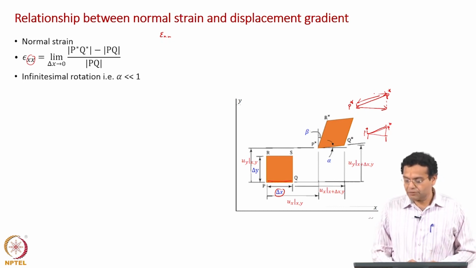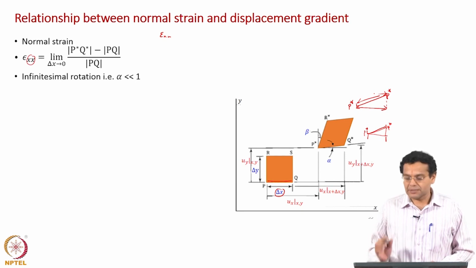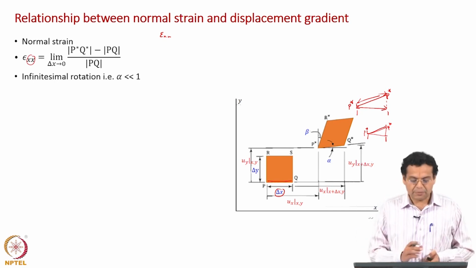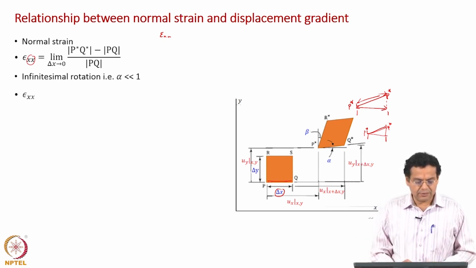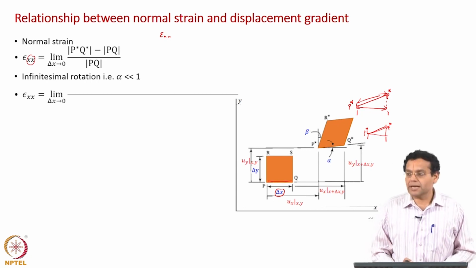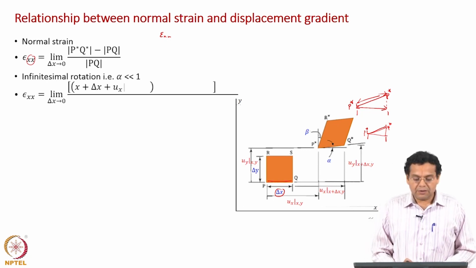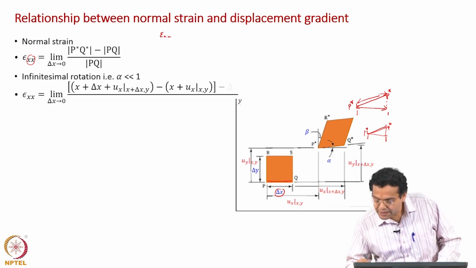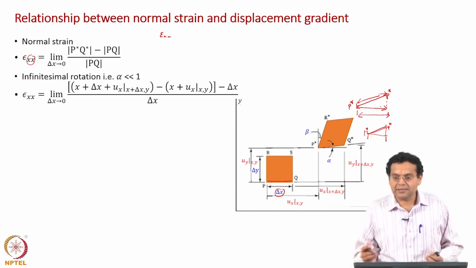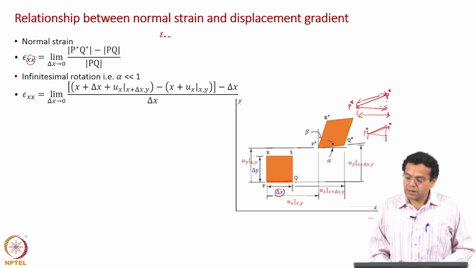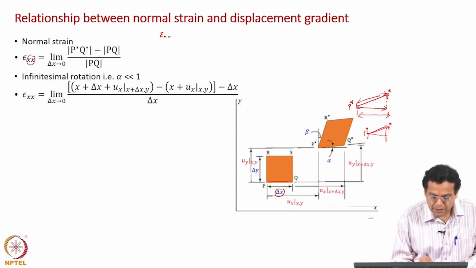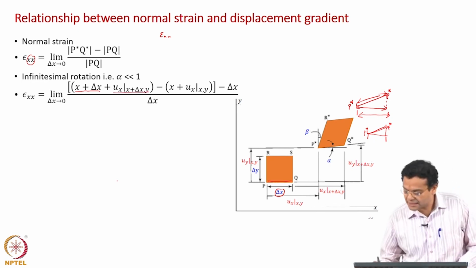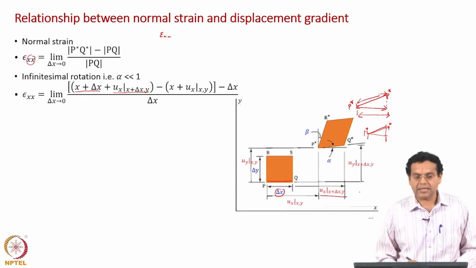Now, what is the length of projected P*Q*? Please keep that in mind. We are going to write this as my final length, to some approximation. So, let us write down epsilon_xx, limit delta x tending to 0. We have to write the expression for the projected P*Q*. That is nothing but the difference in the x coordinate. What is the x coordinate of Q*? The original x coordinate plus the displacement of Q*, which I have already seen as u_x evaluated at (x plus delta x, y).